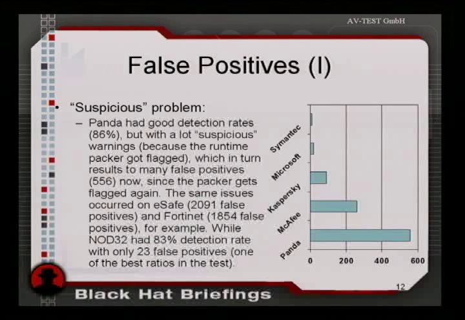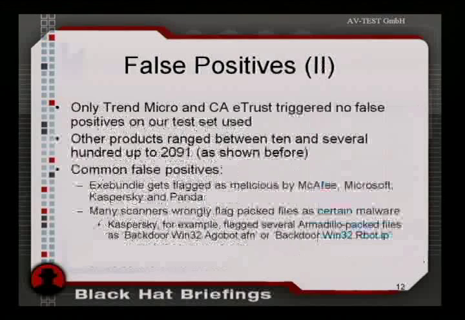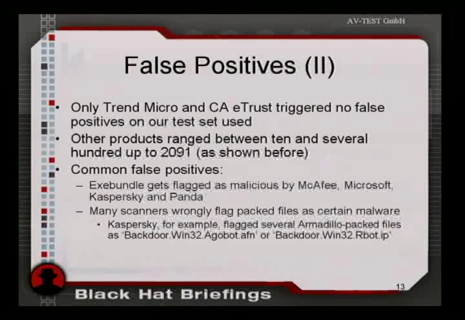On the other hand, there are programs like NOD32 that has very good detection rates too, but also only few false positives. On the right-hand side, you can see a figure, and in this figure, there were shown a comparison of false positives between common antivirus programs, and there you can see that usually false positives range between 10 and several hundred. During our test, only 2 products triggered no false positives. These products came from Trend Micro and from Computer Associates.